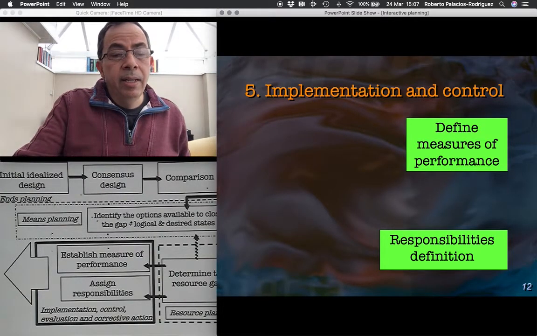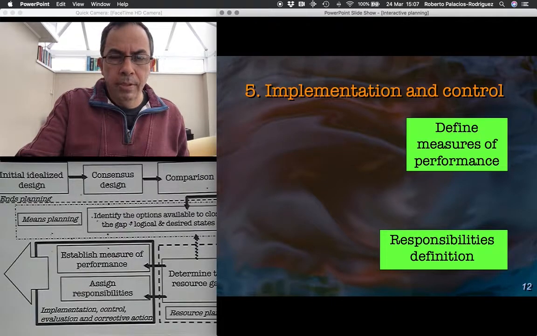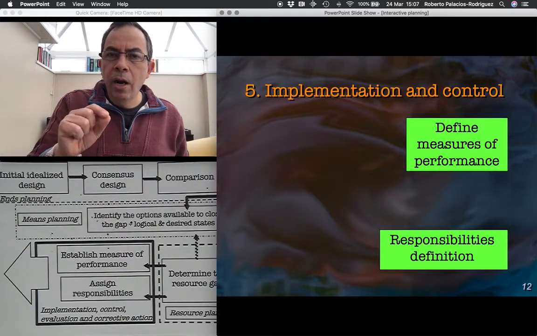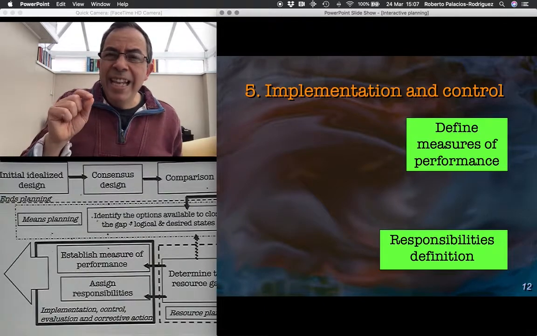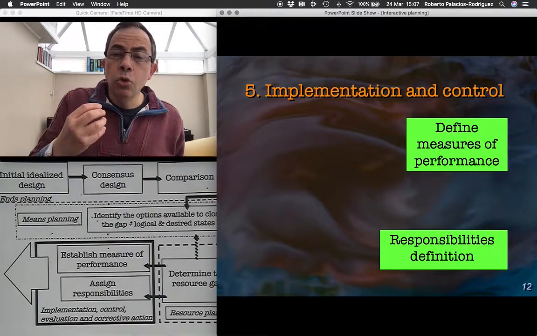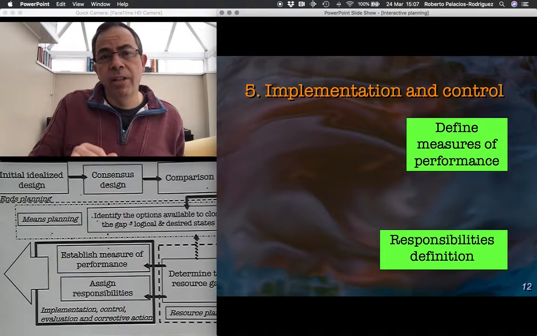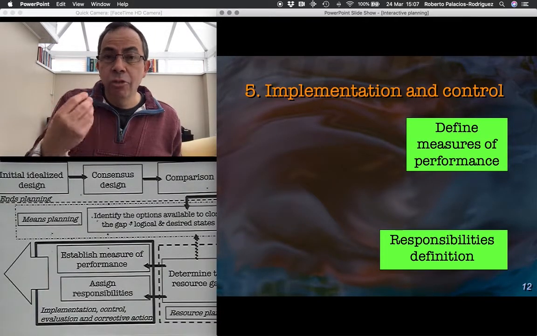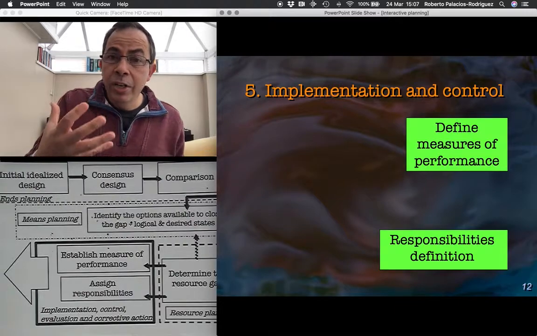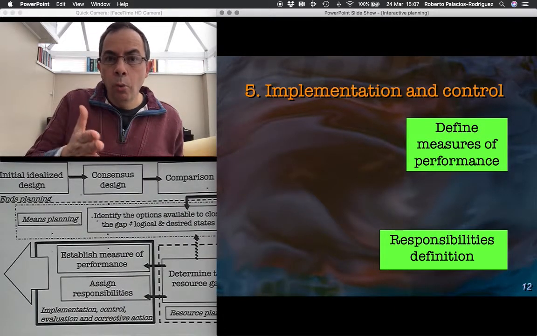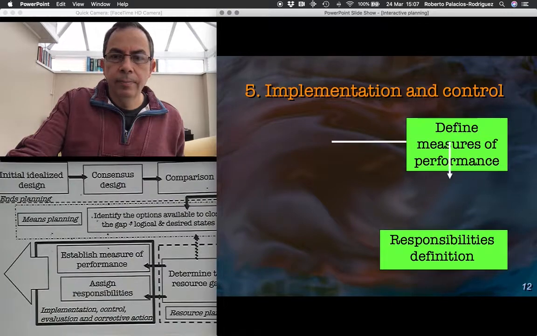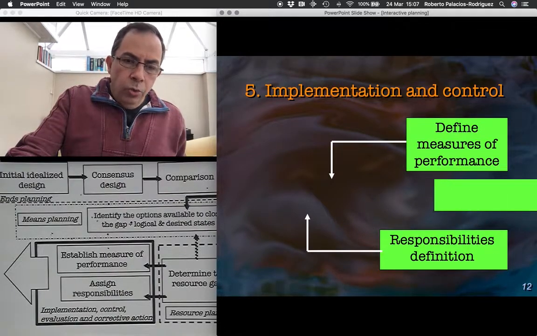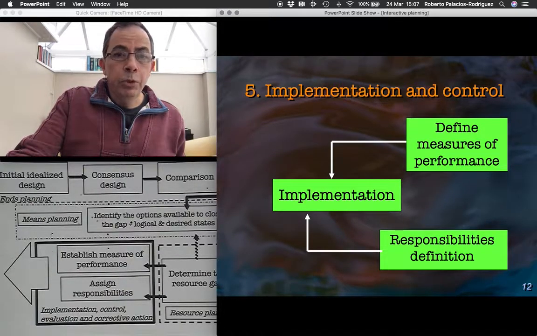Other important element, define the measures of performance. How do you know you are on the right track? What will be the landmarks that will allow you to identify that you're moving in the right direction? Again, that is not easy. That requires, again, training, experience. But that's what you need in order to know if you're moving in the right track. Once you have all of this, of course, you can proceed to implement.